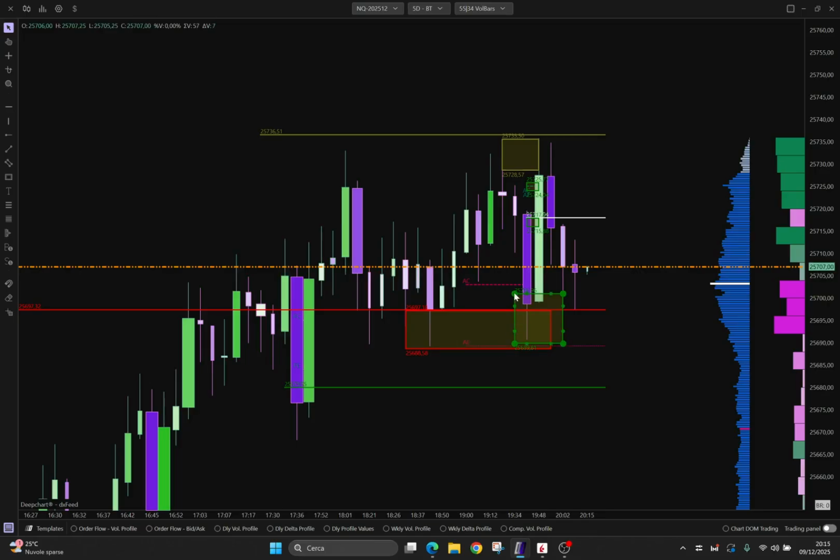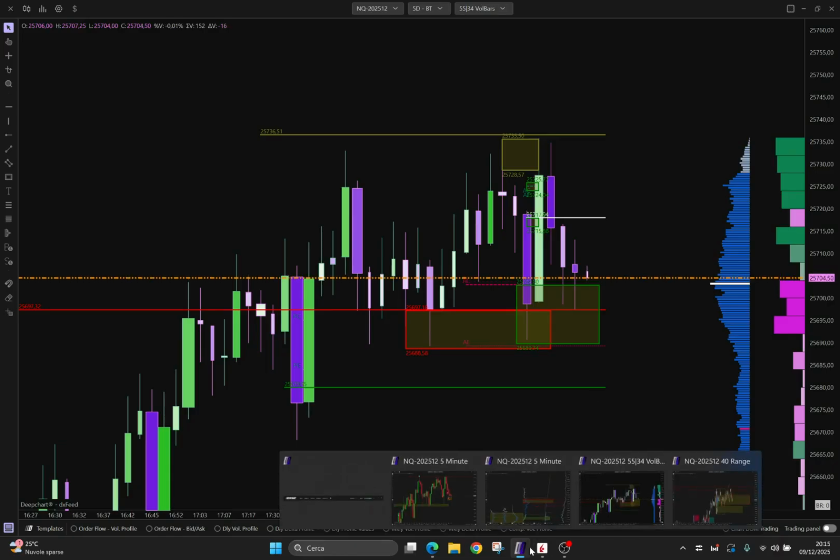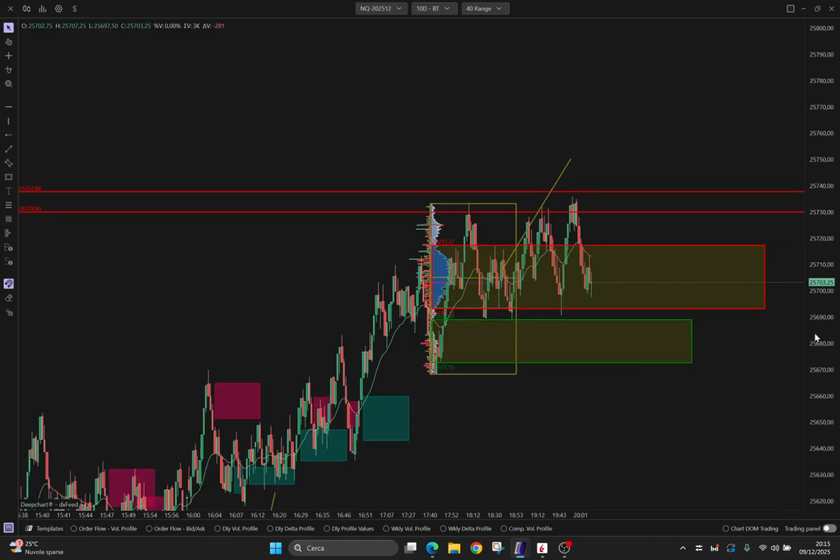It means that here, everything got absorbed from the sellers. Now you can see the bounce back action. Okay, so the buyers are stepping in. Let's see. Still not.